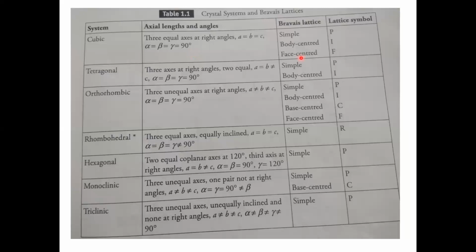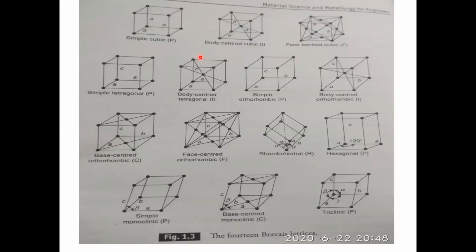So what is simple cubic? How many atoms are there in simple cubic? This is a simple cubic structure, where A is equal to B is equal to C, and alpha, beta, and gamma are equal to 90 degrees. In this simple cubic structure, how many corner atoms are there? 8 corner atoms.